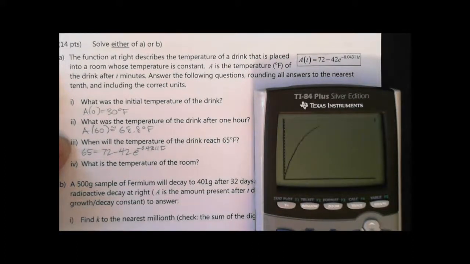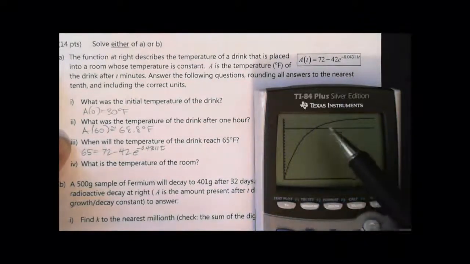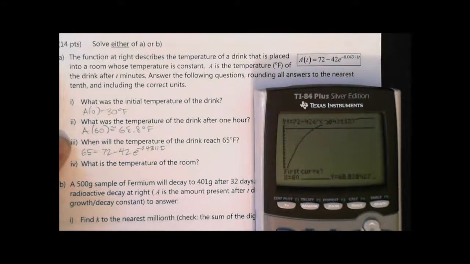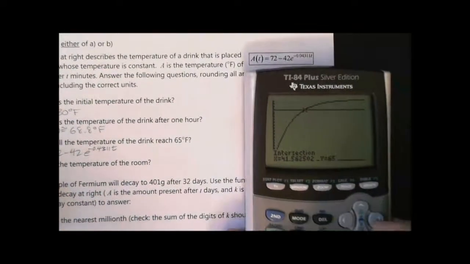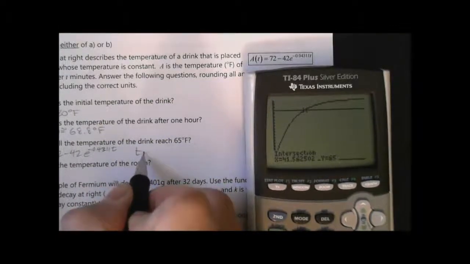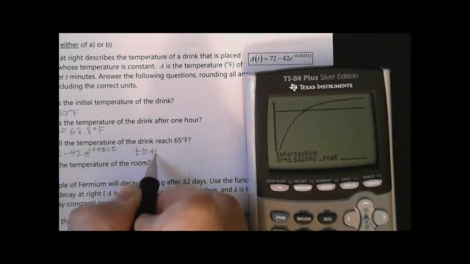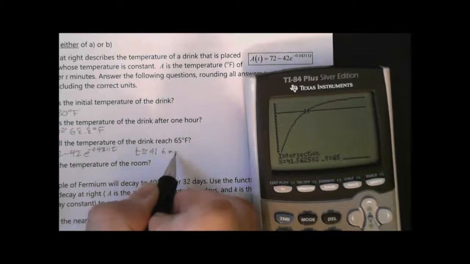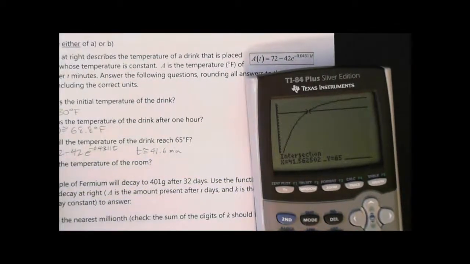So there is my warming drink, and 65, there it is, a horizontal line. And I know that this is the temperature of the drink as it warms up. It was a slushy. And second trace intersect. First curve, second curve, guess. 41.6. And so one of our solutions would be 41.6 minutes.